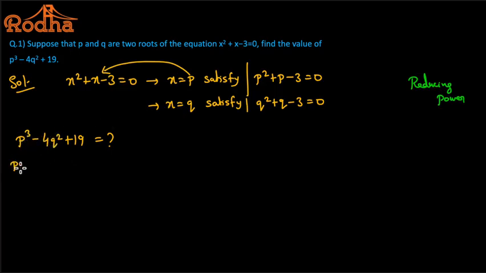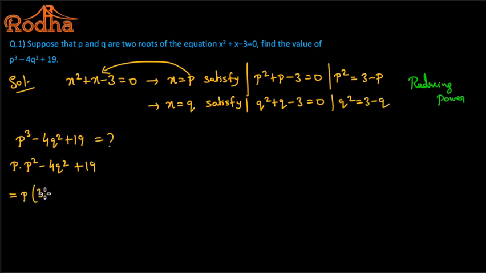So what I can do, I can write p into p square minus 4q square plus 19. Now I can reduce this p square to power 1. How? By help of this equation, which says that p square will be equal to 3 minus p, and q square will be equal to 3 minus q. I can simply replace them here. So p into 3 minus p minus 4 into 3 minus q plus 19. So basically we have reduced the powers right now.